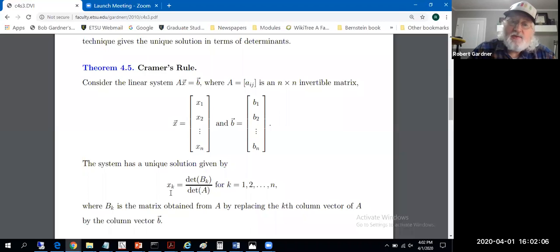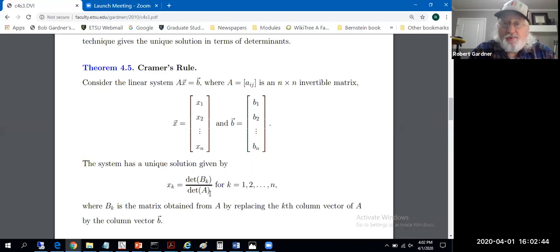So this gives all values of the unknowns, x sub 1 through x sub n, and this matrix B sub k is the matrix obtained from matrix A by replacing the kth column vector of A by the column vector b. So for example, for B sub 1, we'll take matrix A, replace the first column with this bunch of b values. Take a determinant of that matrix, that'll give us the numerator here, and take the determinant of matrix A.